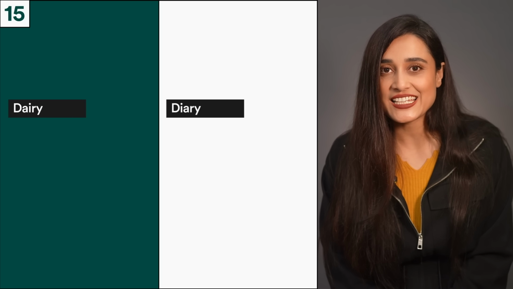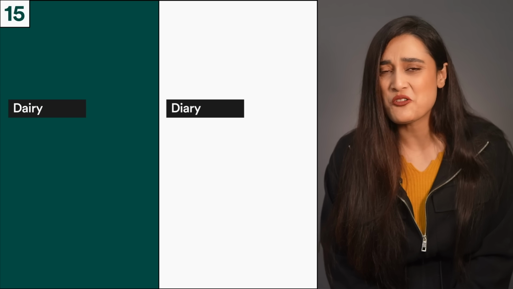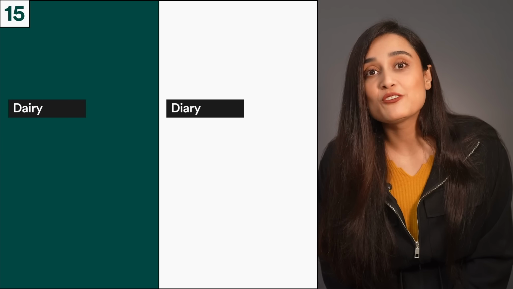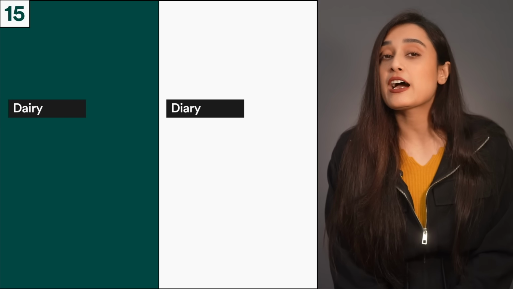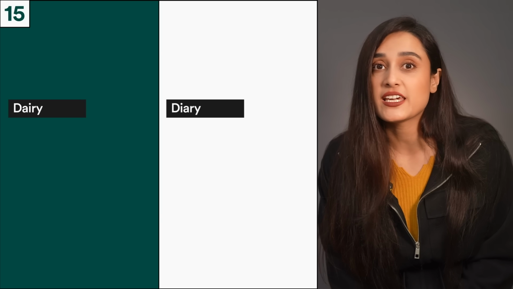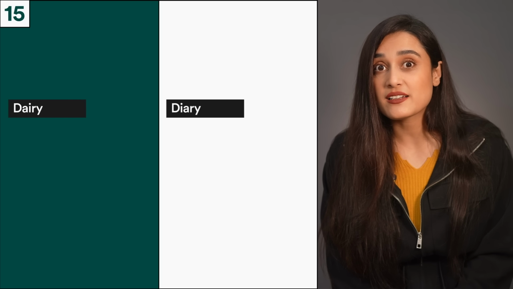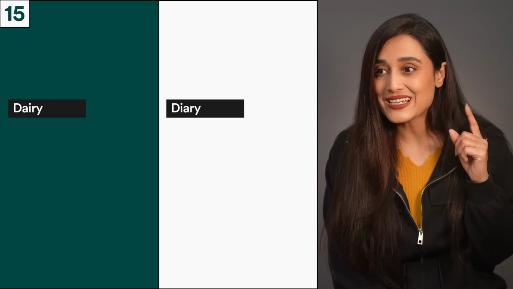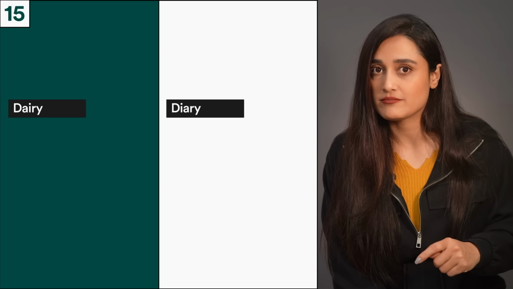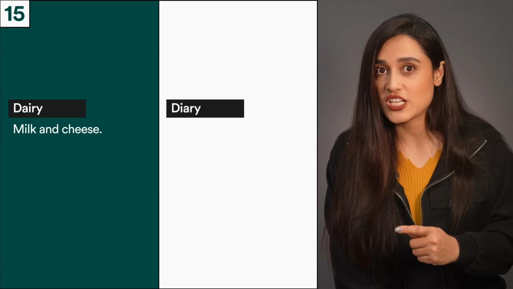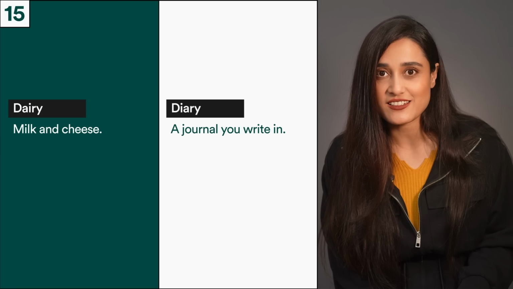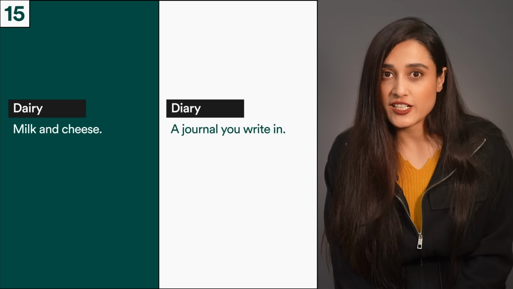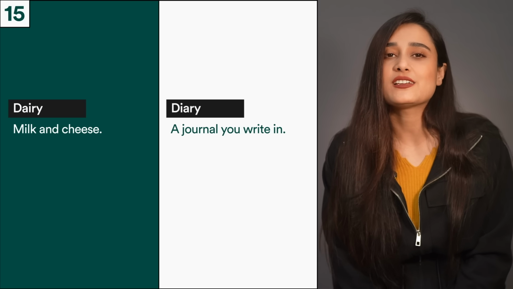Last one on the list, dairy versus diary. Now, you may think, no ma'am, we don't make this mistake. But believe me, this is an error that I have seen people make so many times. It seems harmless, but all of us sometimes make this mistake. So let's be clear. One is dairy, the other is diary. All right. Dairy is milk and cheese. Diary is a journal you write in, and they're pronounced very differently. Dairy is milk products, diary is daily journal.